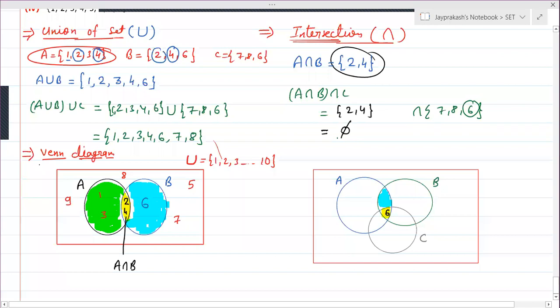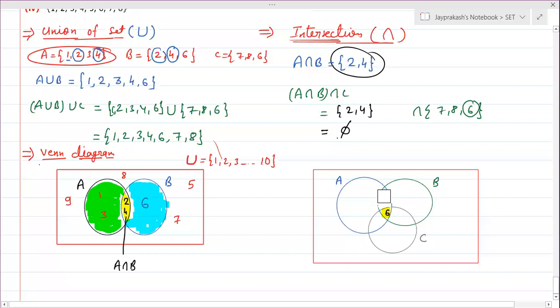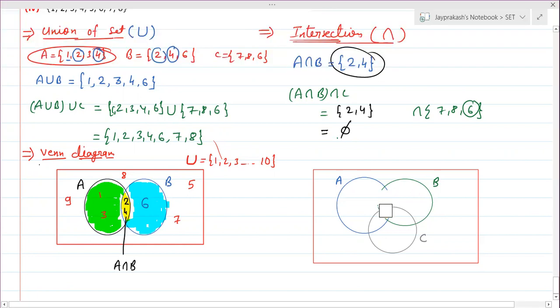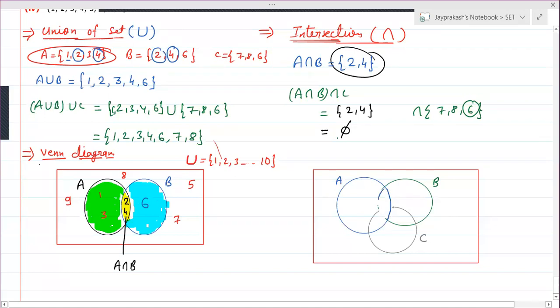Now, if we will find, then there is nothing common. So this area will be empty. यहाँ पे कुछ नहीं मिलेगा. Not this one. That portion of 6 will be empty. This portion will be empty. यहाँ पे कुछ नहीं मिलने वाला.